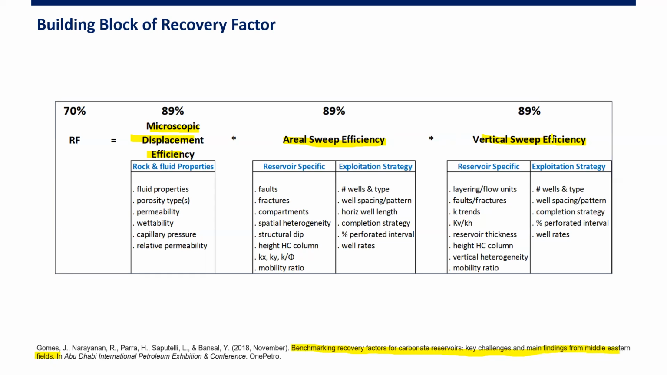Suppose we have very good properties for all of these items. Let's say I have a microscopic displacement efficiency of 89%, an aerial sweep efficiency of 89%, and also a vertical sweep efficiency of 89%. Then my recovery factor is not 89%. My recovery factor will be a bit lower, and it is 70%. You can just calculate it: the product of this and that, you get 70%.